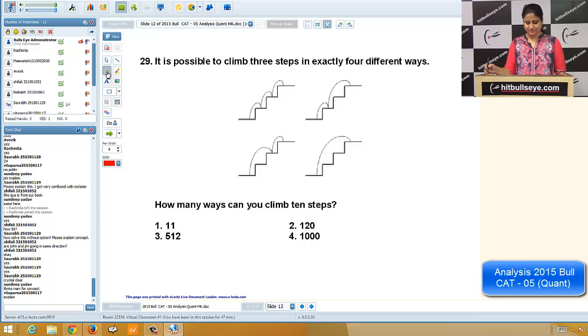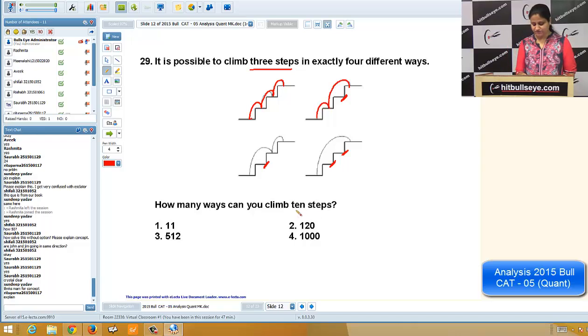It is possible to climb 3 steps in exactly 4 different ways. How many ways can you climb 10 steps? It is a simple logical question. See, if you want to climb 3 steps, these are the 3 steps. Either you can jump to this, this and this, using every step. Here you are skipping this step, you are skipping this step in this case, you are skipping these steps. So in how many ways can this be done?